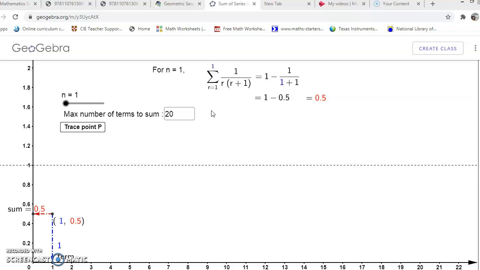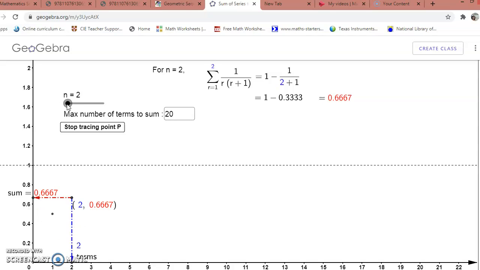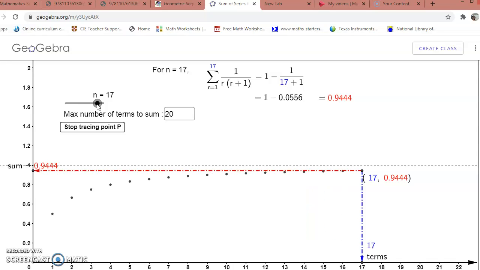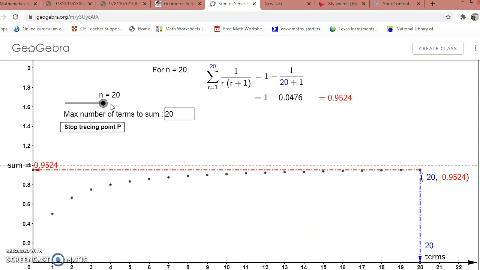When we are looking at n equal to 1, I'm also going to trace the point. I want to see where exactly the sum is at each term. As I move from n equal to 1 to n equal to 20, I see that there is a consistent value that it is coming closer and closer to. That is something you need to see and understand.